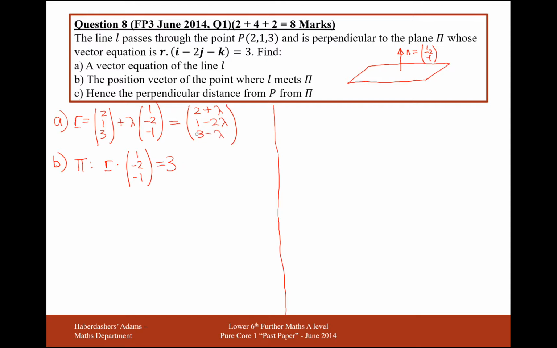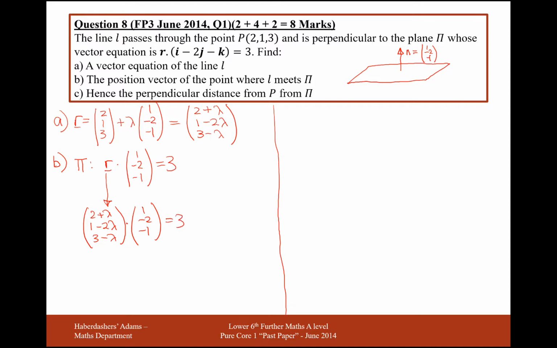So what I'm going to do here is plug this equation for my line into the r value in my plane. Then I can work out what lambda is, and I'll be able to get to my point from there by plugging lambda back in. So (2 plus lambda, 1 minus 2 lambda, 3 minus lambda) dotted with (1, -2, -1) equals 3.